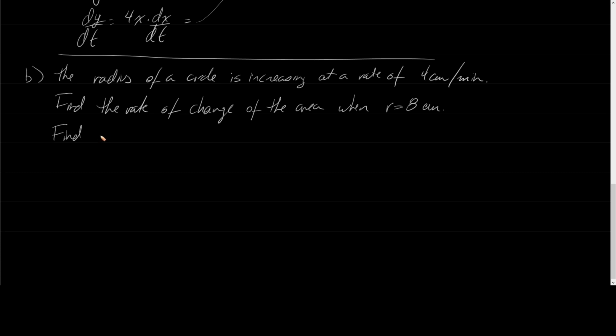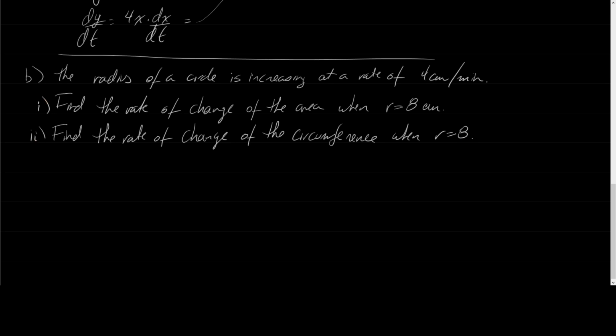Also, find the rate of change of the circumference when r is also equal to 8. All right, so we're going to do both of those, and I'm going to call this question 1 and question 2 using Roman numerals. Let's rewrite that. Okay, so in question 1, it says find the rate of change of the area when r is equal to 8. So let's see what to do.